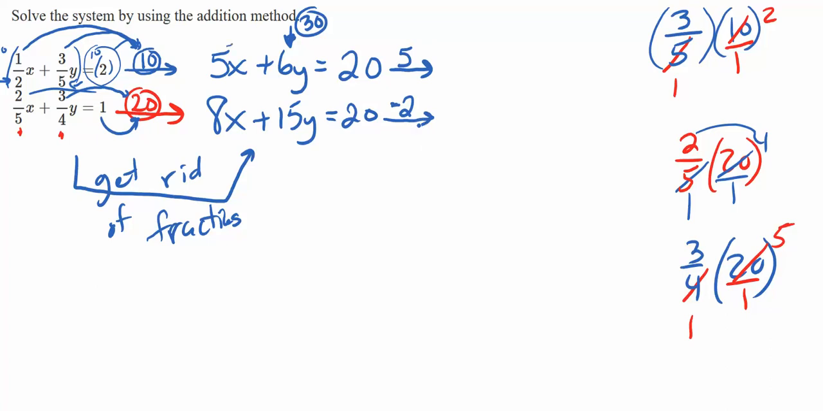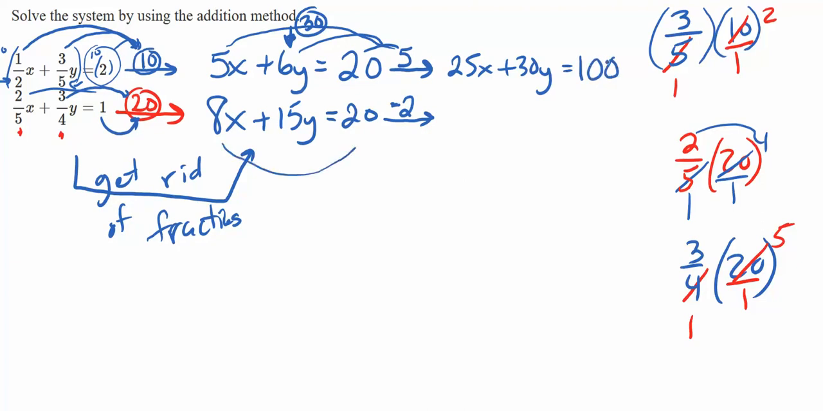So now let's try it here. 5 times 5, 25x. 6 times 5 is 30y. And 20 times 5 is 100. On the bottom here, 8 times -2, that is negative 16x.